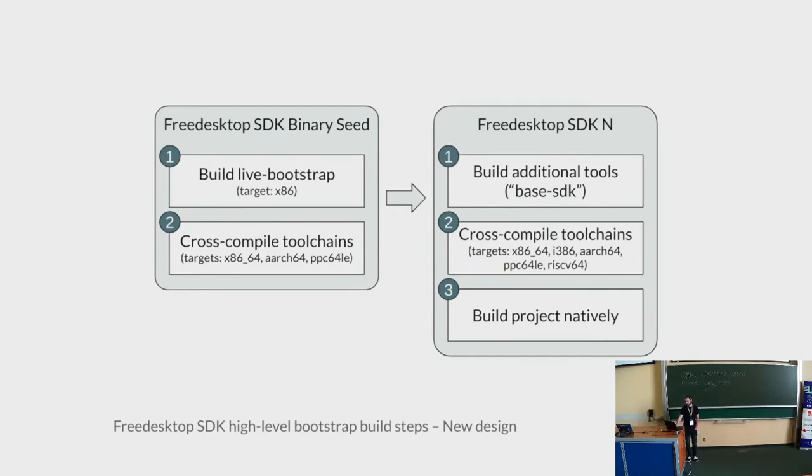And finally, we have an additional cross-compilation step, which allows us to expand the architectures further. The discrepancy between the cross-compilation steps is basically just an optimization in a way. We only want to build in the seed what we can actually run natively. And then step number three is build the entire Freedesktop SDK project.